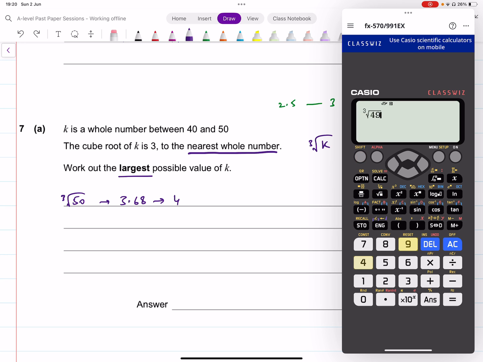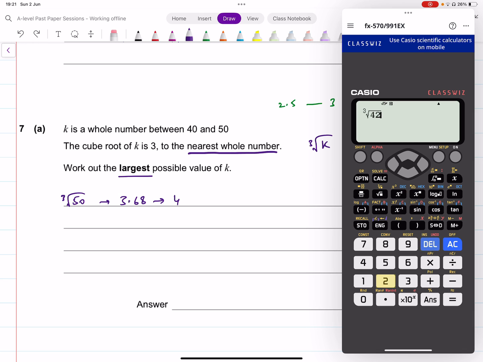Cube root of 49, let's see what this works out at. 3.65, okay, that's not working. Let's try a bigger difference. Let's say 45, okay, this is also 3.55. That's not going to work. 42 maybe. Okay, this is going to round off to 3, but is it the largest possible value? We will need to confirm. Let's try 43. Okay, so cube root of 43 is 3.503. This would round up to 4. This is not going to round off to 3, right? Because it's greater than 3.5.